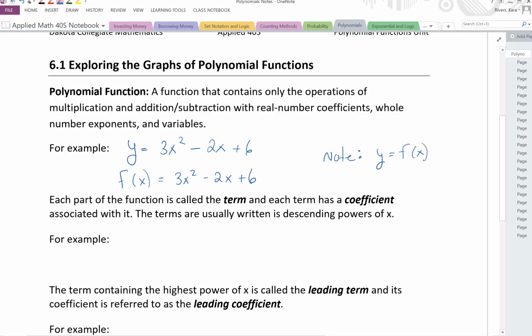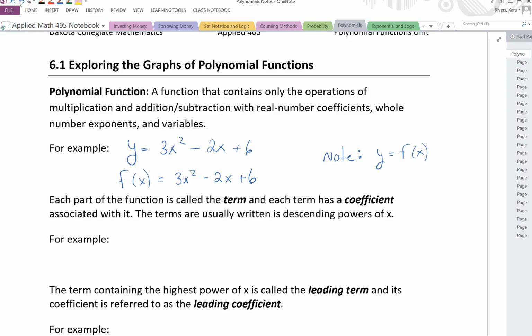Each part of the function is called a term. So if I want to highlight the terms, I've got 3x squared is one term. Negative 2x is another term, and then the 6 is another term. So those are the three terms in the function, and each term has a coefficient associated with it. So here the coefficient is a 3, here the coefficient is a negative 2, and here the coefficient, well, it's a constant, so there is no variable attached to it. So that's what's meant by constant.